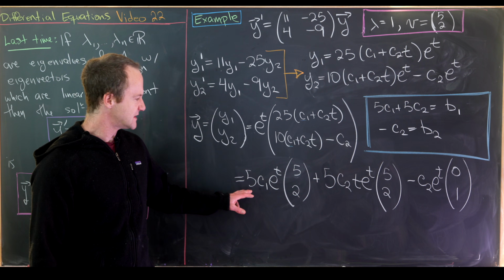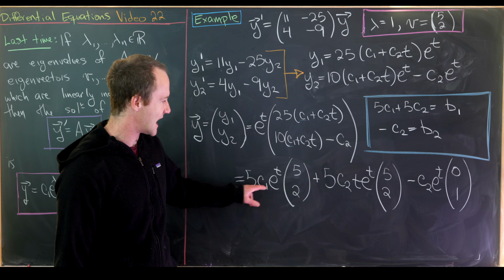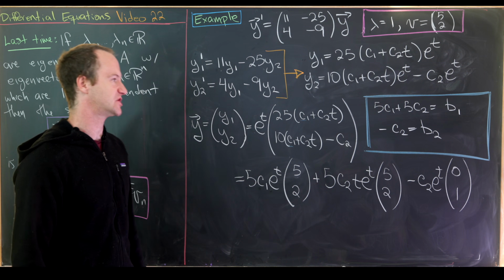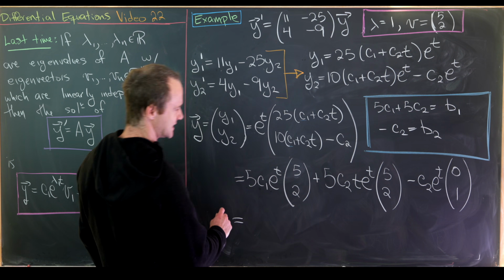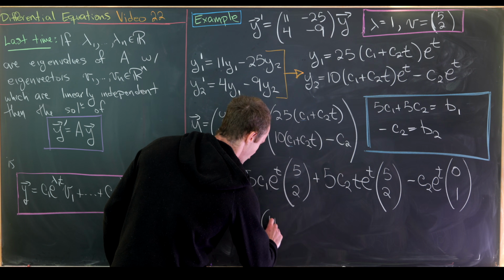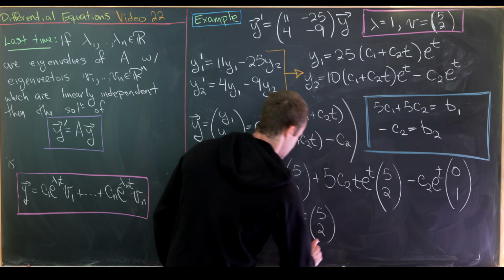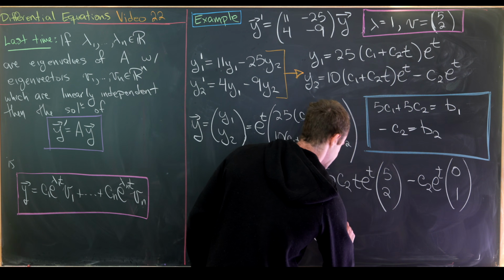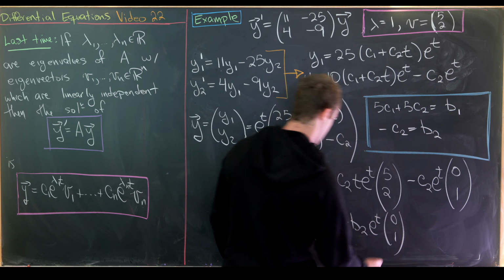Okay, and so that's because I can factor quite a bit of stuff out of this 5c1 plus 5c2, as they're both attached to e to the t, and they're both attached to this same vector. So let's note that we can now write this as, let's be careful about it. We have b1, so that's our constant, and then (1 plus t) times e to the t times the vector pointing in the direction of (5, 2). And then we've got plus b2 times e to the t times (0, 1).